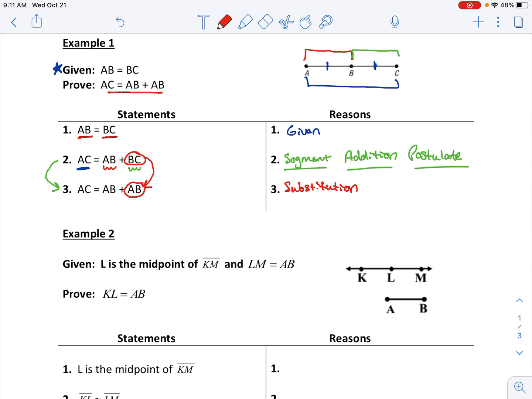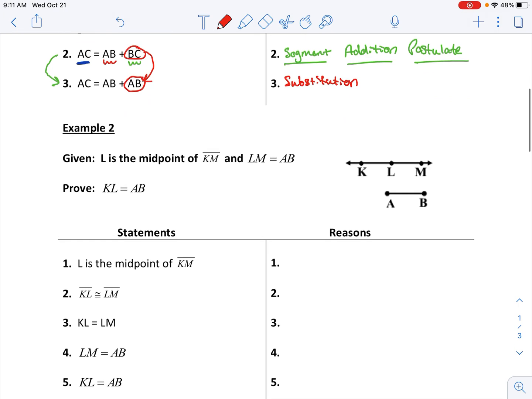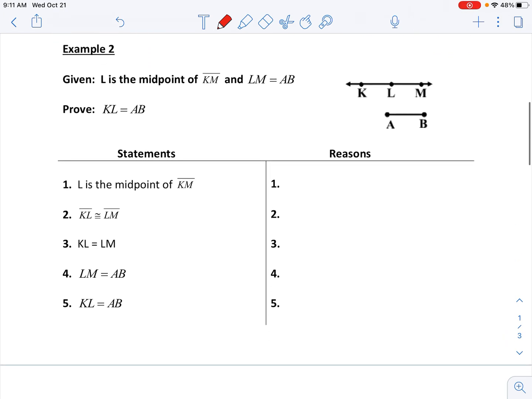With these proofs, I know some of you might be thinking, whoa, that's kind of heavy stuff, and it is. So please be patient. Please keep trying these out and work with me as we go through.